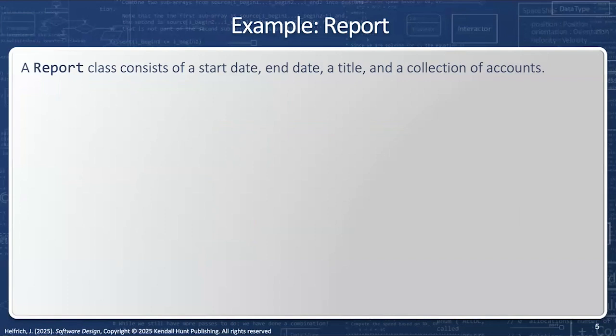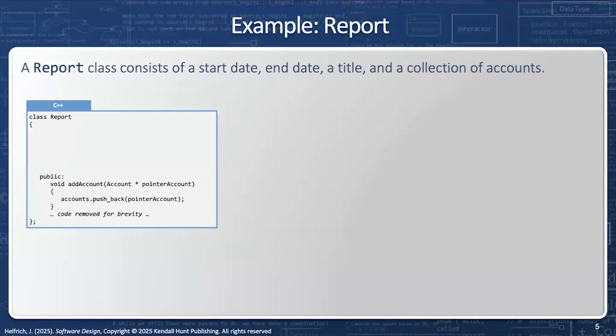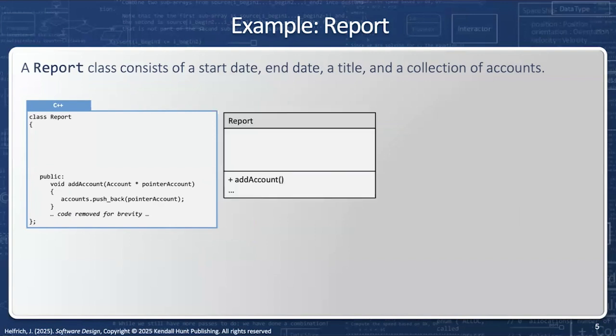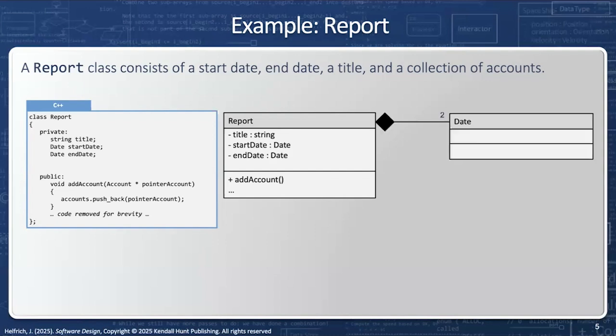I'm going to have a report class that consists of a start date, an end date, a title, and a collection of accounts. So here in my C++, I have a report that has a public method called addAccount and a couple of other ones that I'm going to exclude for the sake of brevity. Now I'm going to have a private attribute called title. I'm also going to have a start date and an end date. So I have two attributes, start date and end date. This is of type date.